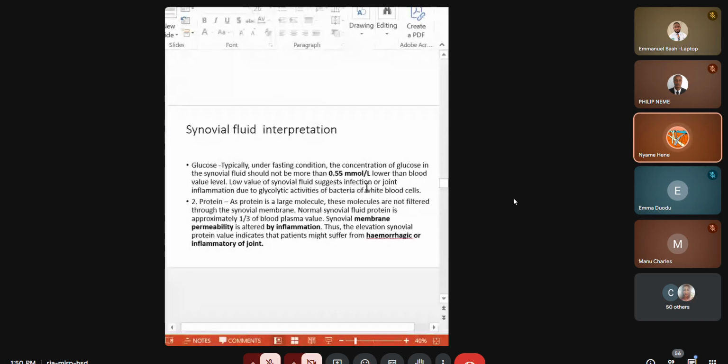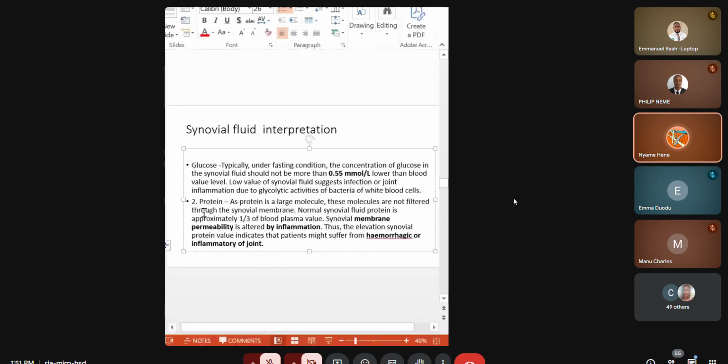So a low value of synovial glucose suggests infection or joint inflammation due to glycolytic activities of what, bacteria or white cells. So when the glucose level is low, just like in the brain, we realize that there is a bacterial infection that is feeding on the glucose. So same as here. Understand? When the glucose level is low, we are saying there is a bacterial or white cell infection.